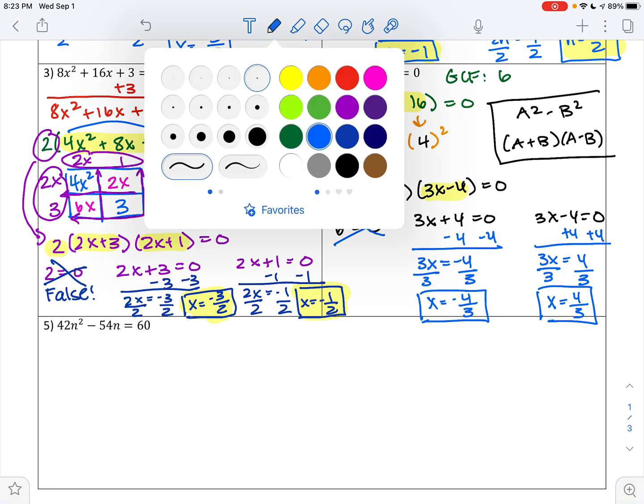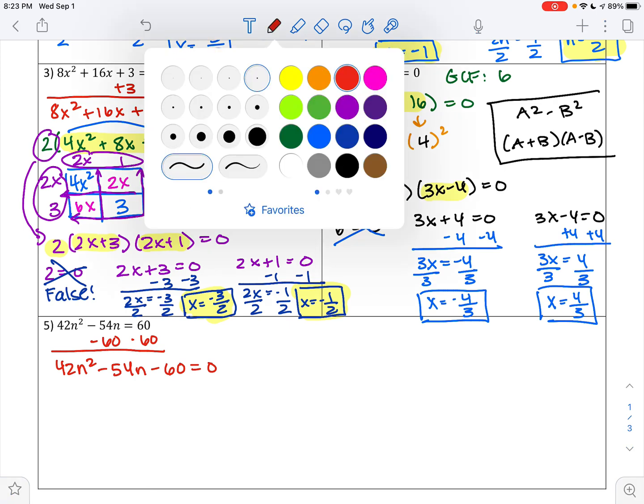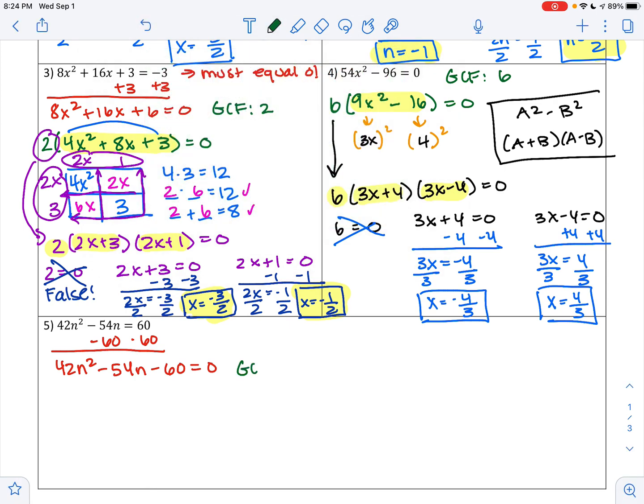Your first step on example 5 would be to get the right side of the equation to equal 0. So I would subtract 60 on both sides. So I'll have 42n squared minus 54n minus 60 equals 0. My next step would be to look for a greatest common factor, and I believe it is 6. Let's see. I'll have 7n squared minus 9n minus 10.